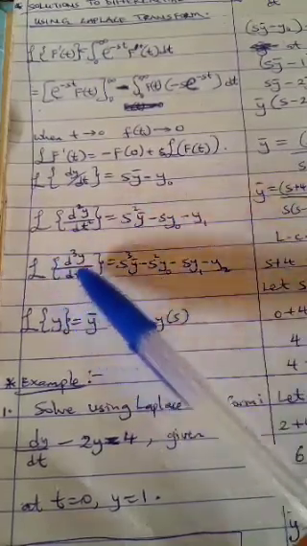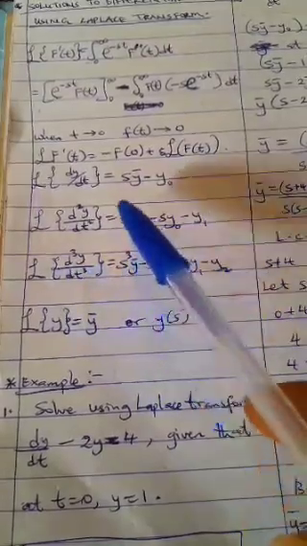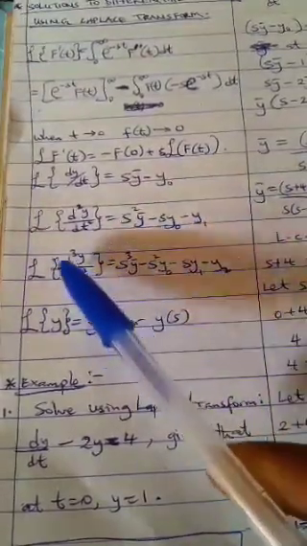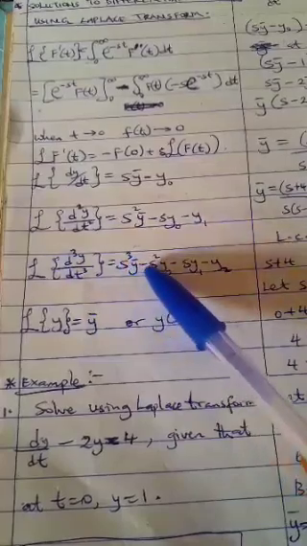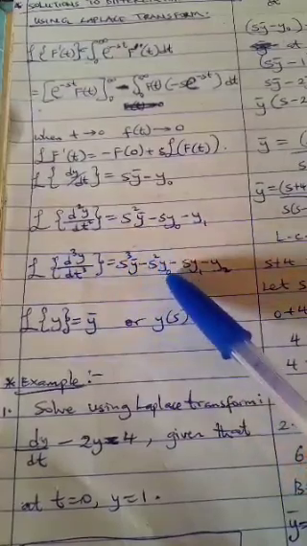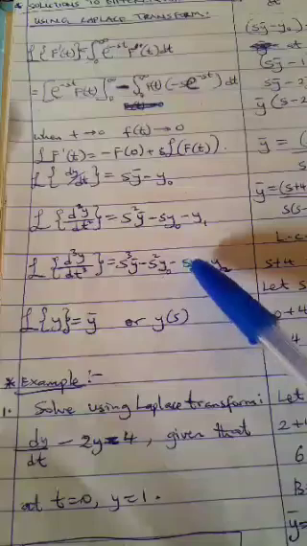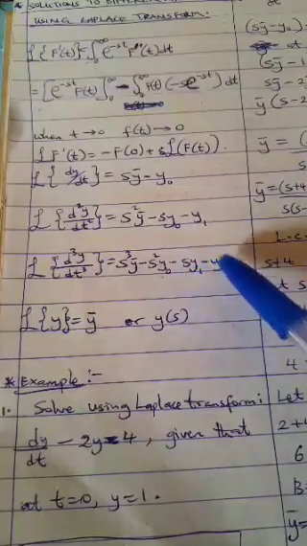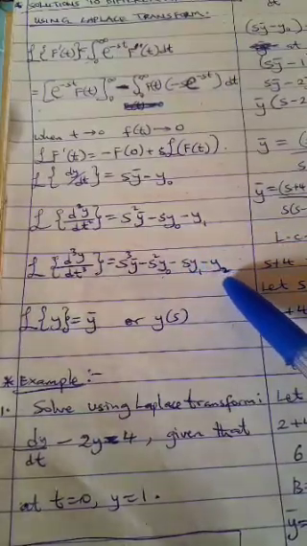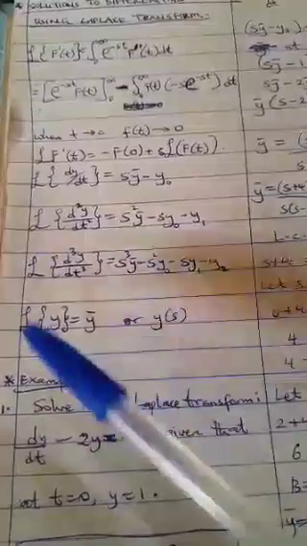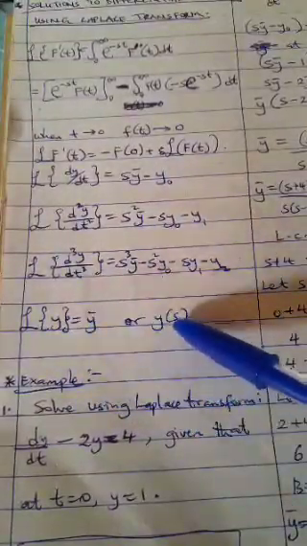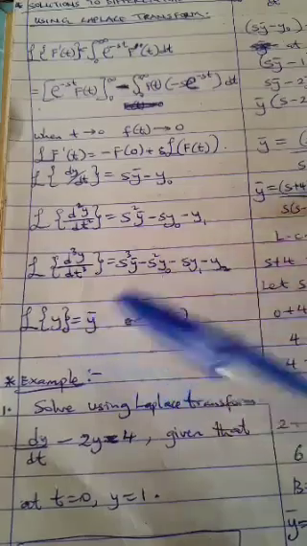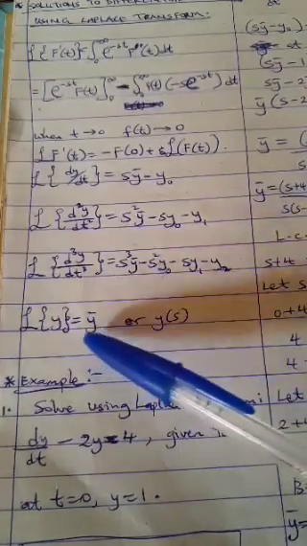For the third derivative, the same thing, follow this trend. This one is power 3. This means you start from s raised to power 3 y bar minus s raised to power 2 y naught minus s raised to power 1 y1 minus s raised to power 0 y2. And the Laplace transform of y is y bar, or you write it as y of s. But for this one, we'll be using y bar.